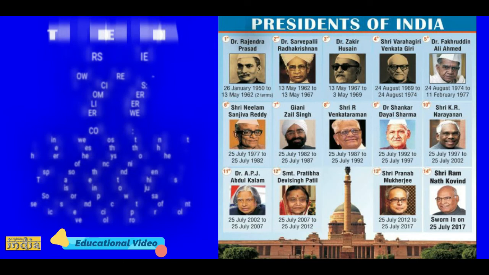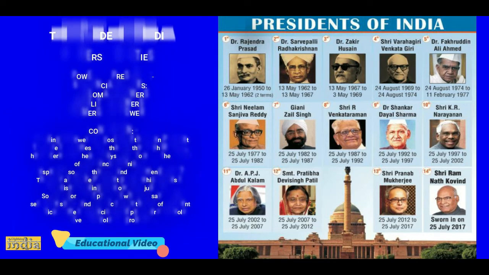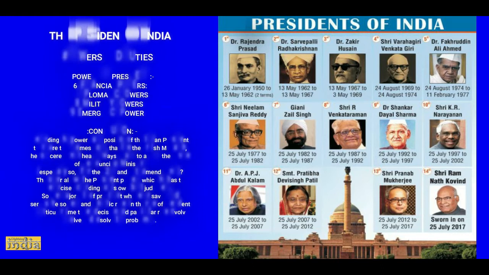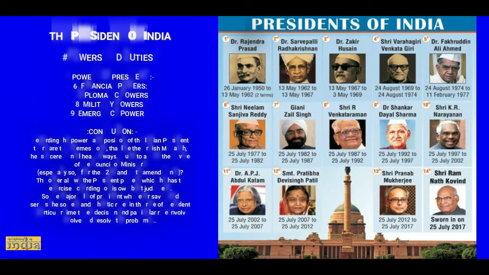Seeking advice under Article 143, the President can seek the advisory opinion of the Supreme Court. Any question of law or matter of public importance can be referred by him to the highest court of the land for its advisory opinion.